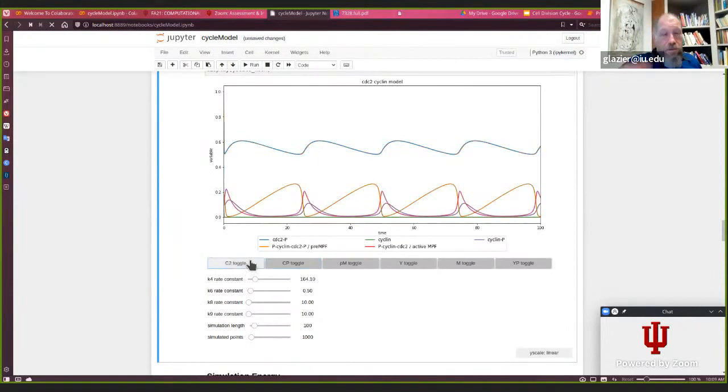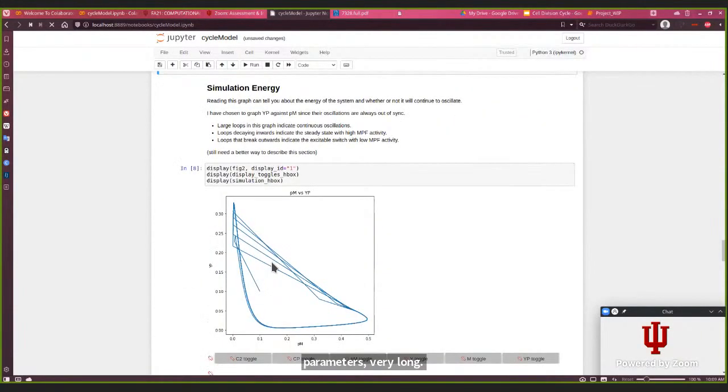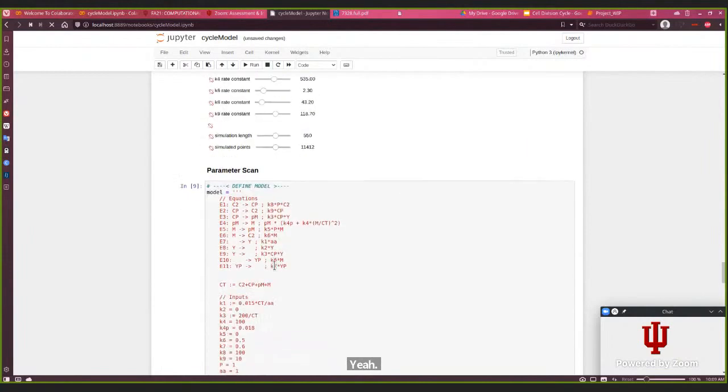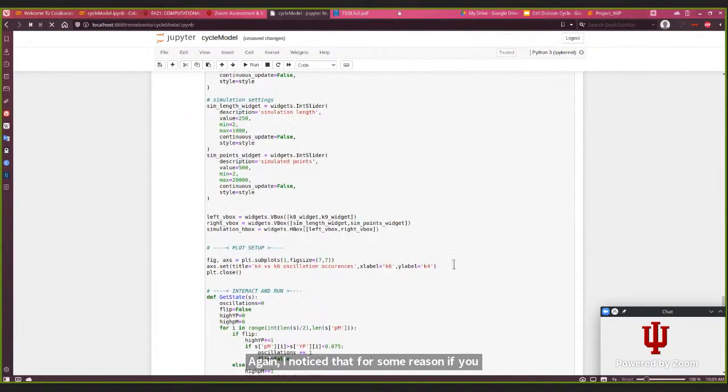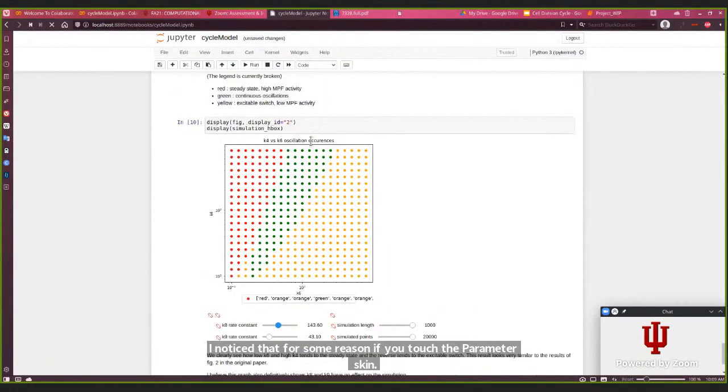And I think it's not redrawing for me because it's still running off trying to calculate that parameter sweep, which is very long. Again, I noticed that for some reason, if you touch the parameter scan, it's probably a bug that I can fix, actually.